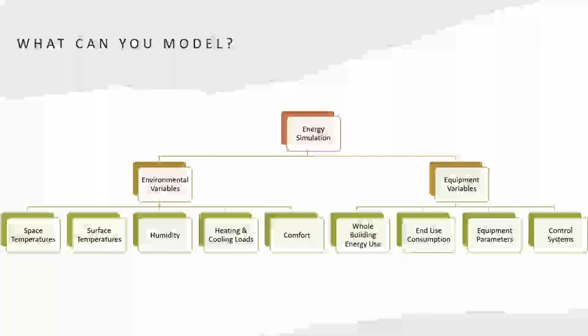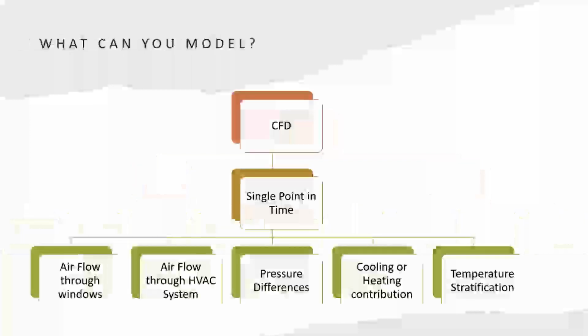Energy simulation gets broken down into 2 as well: environmental variables and equipment variables. Environment being what is our humidity, what is our temperature range, heating and cooling degree days throughout the year, what comfort levels are we going to. Equipment variables being whole building energy use, end use consumption, equipment parameters, control systems. So what's our setback? How early are we kicking our HVAC on? Are we doing any passive control strategies with mechanical control strategies? What are occupancy set points? What's our building occupancy? Are those things working as they should in a building that's been built? That's the importance of energy auditing or retro-commissioning a building: ensuring it's still operating as it should.